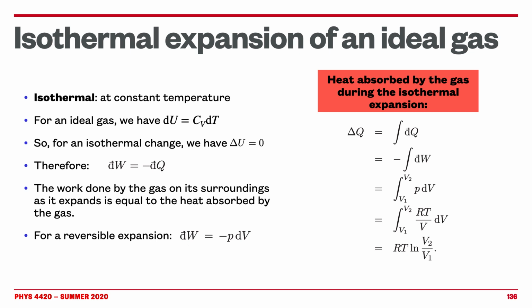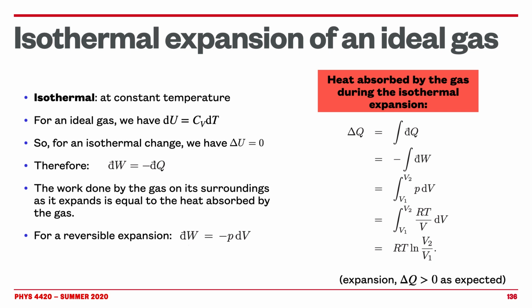Now, let's try to think a little bit. If we have an expansion, V2 will be larger than V1, and the logarithm will be, of course, positive. That means that delta Q will be positive. So if we have an expansion, heat has to be provided to the system, so heat has to be positive, so we are good there, okay?